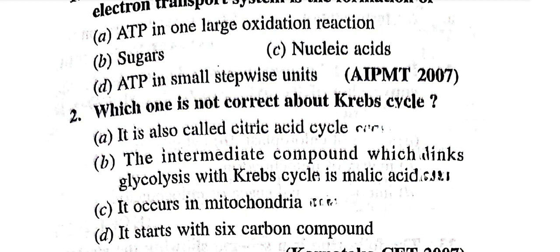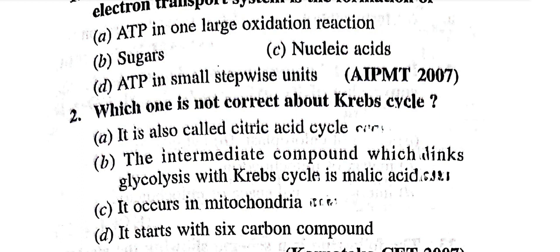It is also called citric acid cycle. Yes, it is correct. Then the intermediate compound which links glycolysis with Krebs cycle is malic acid. No, it is acetyl coenzyme A. Then option C, it occurs in mitochondria. Yes, it is true. The Krebs cycle occurs in mitochondria. The first step, which is glycolysis, occurs in the cytoplasm. Then pyruvate enters into the mitochondria and is converted into acetyl coenzyme A. Then it will enter into the Krebs cycle.